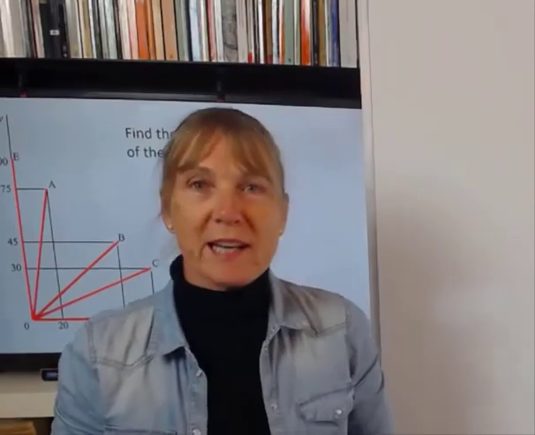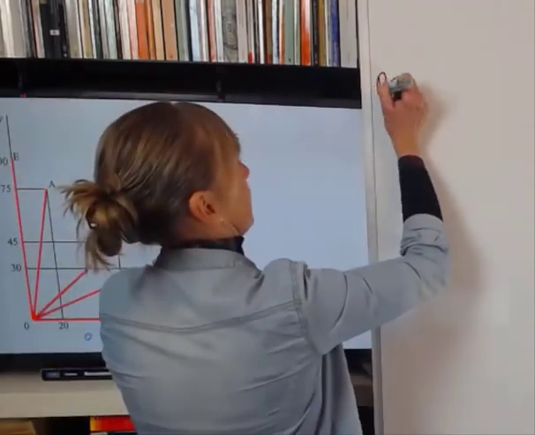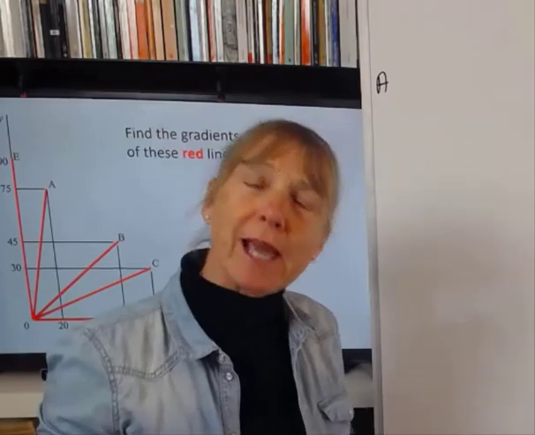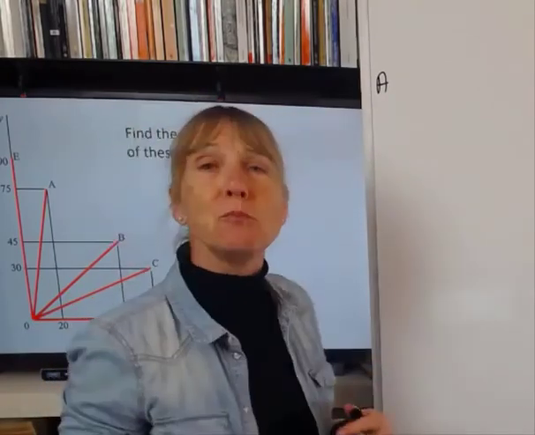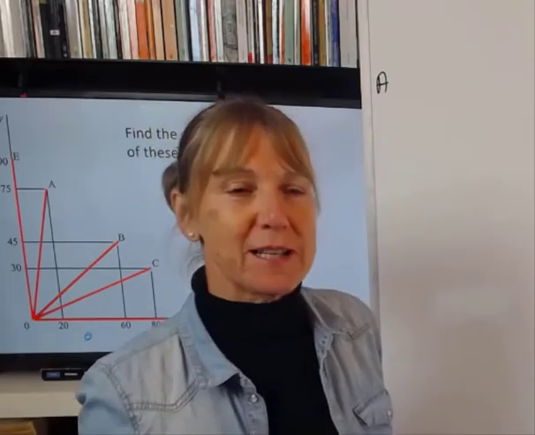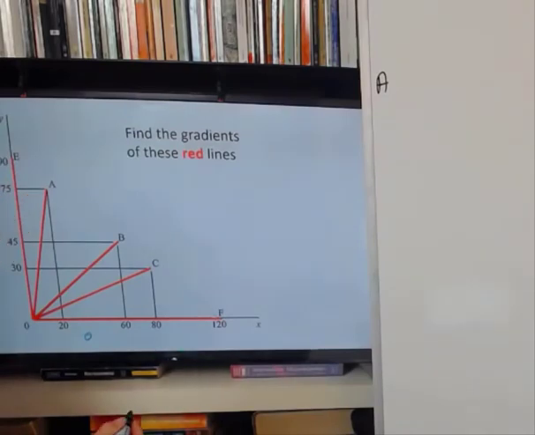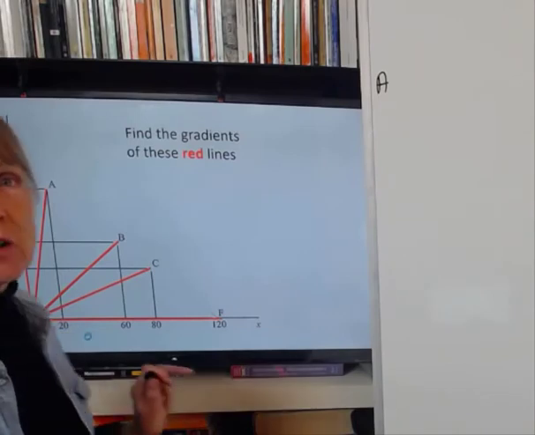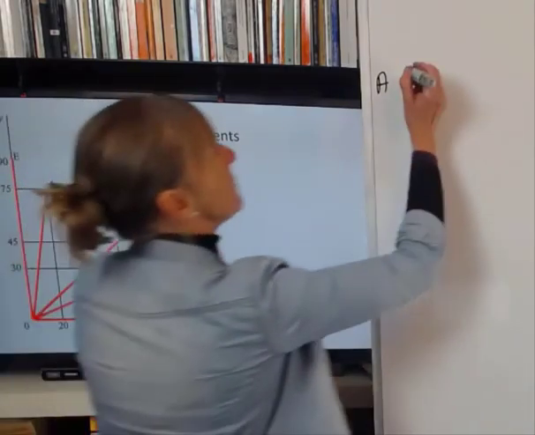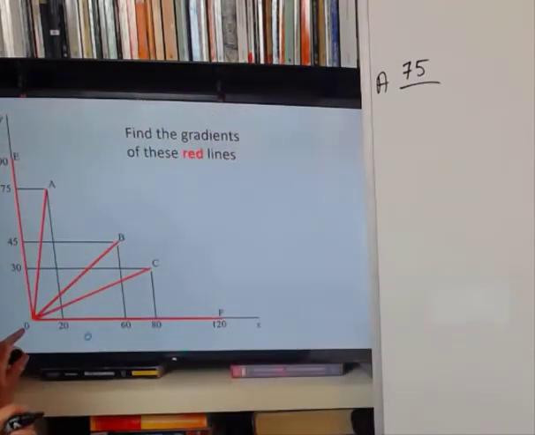So how about this one? Let's see if we can find the gradient of each of the red lines. A. Now we can't count squares, but it's okay because we can look at the values, which is more like you'll be doing later when you're analysing functions in economics. But this is fine, this is easy. So let's look at A. What's the gradient of A? Well, the y value of A has gone from 0 to 75. And the x value has gone from 0 to 20.